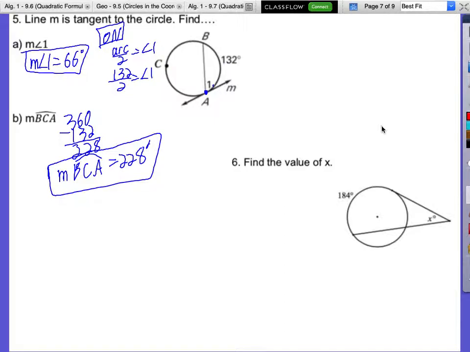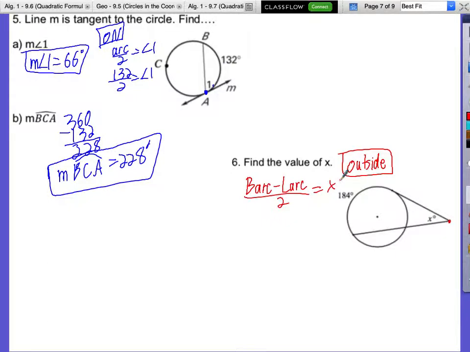Okay. Yeah, we can. Because where's our vertex at, Max? It's outside, okay? It's okay, buddy. And so what do we do when it's outside the circle, Max? Exactly right. Big arc minus little arc over 2 will equal our x, okay?